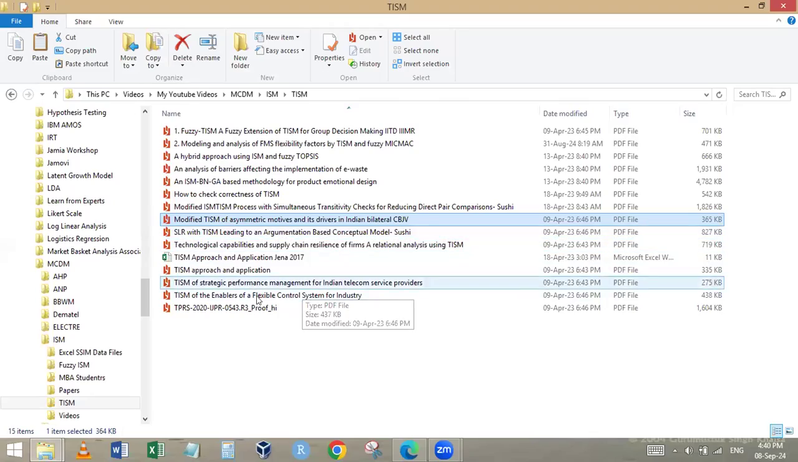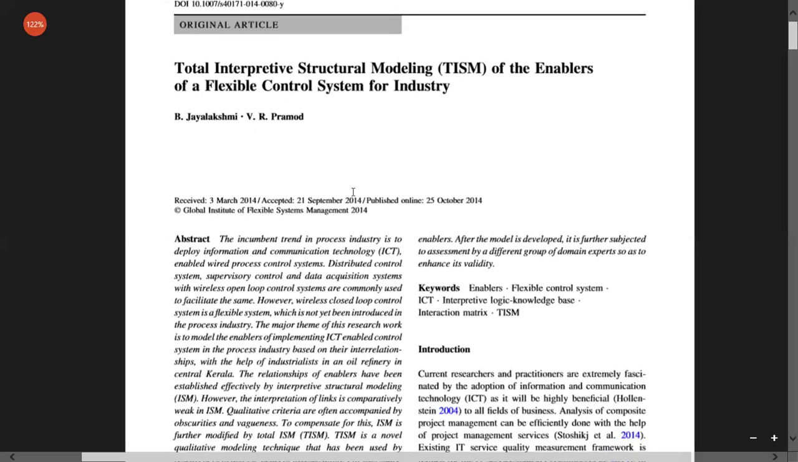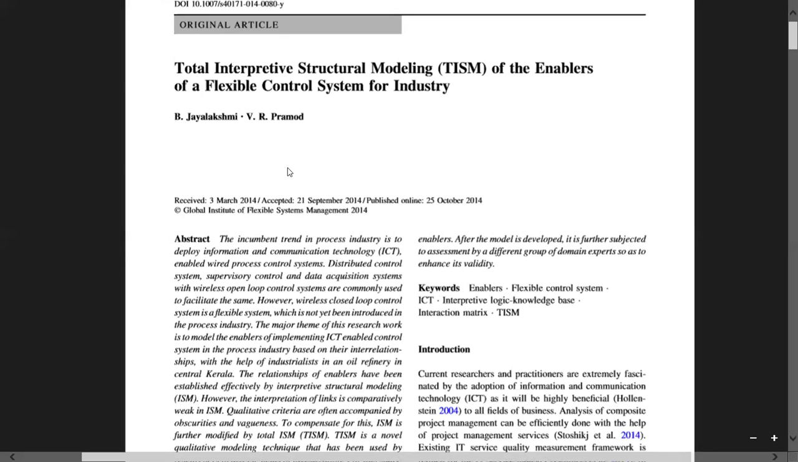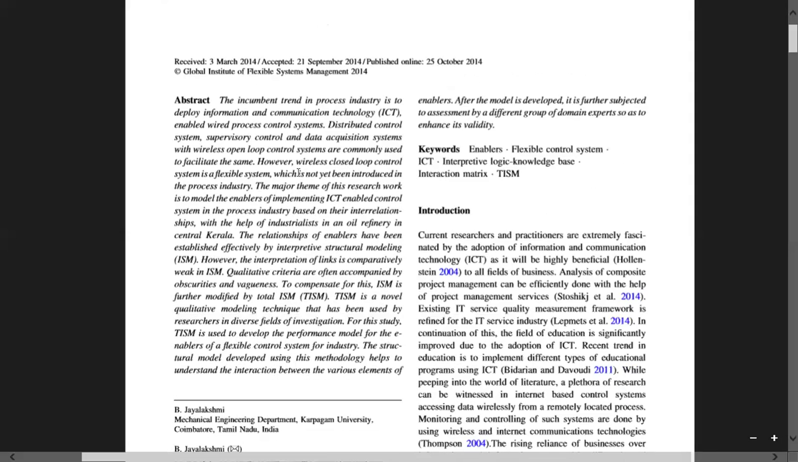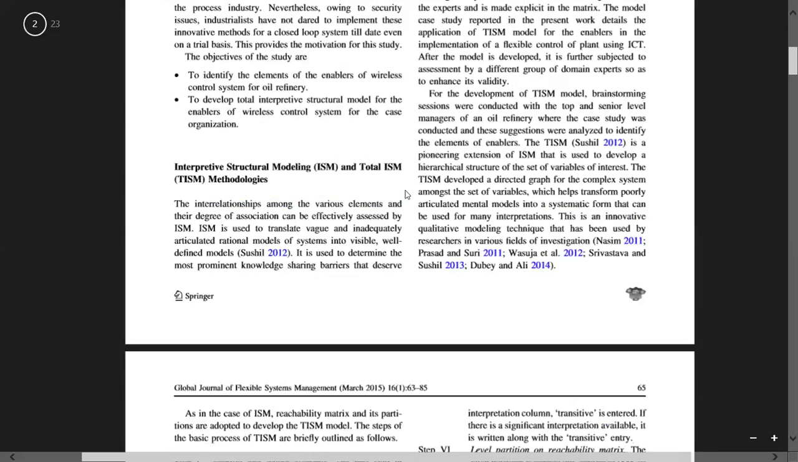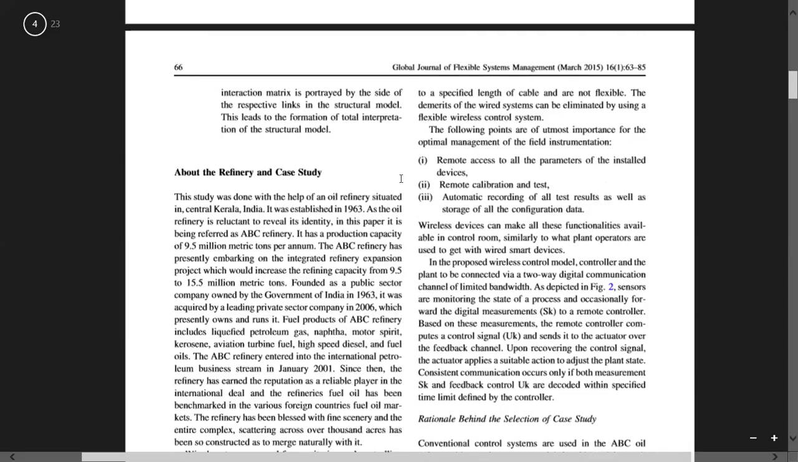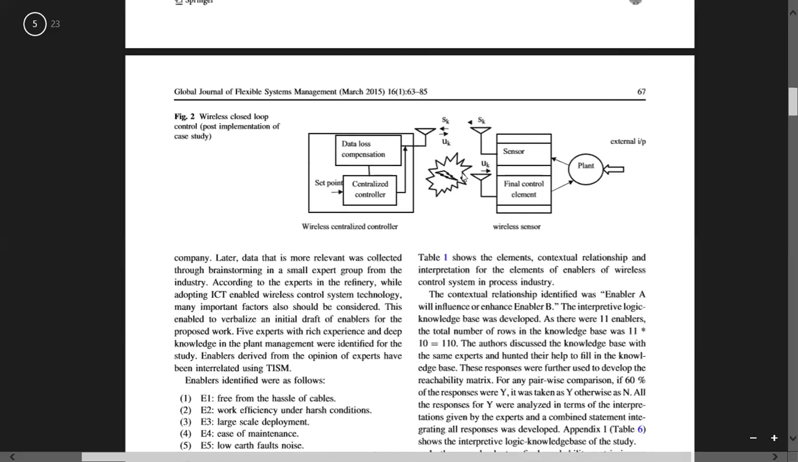Let's see a couple more papers. TISM of enablers. You will find the majority of papers written in production management and manufacturing. So mechanical engineers write more of the papers, or MBA operations management people. But now people are writing in all areas. ISM and TISM, total ISM, are almost the same methodology with the same VAXO framework. They explain their concepts.